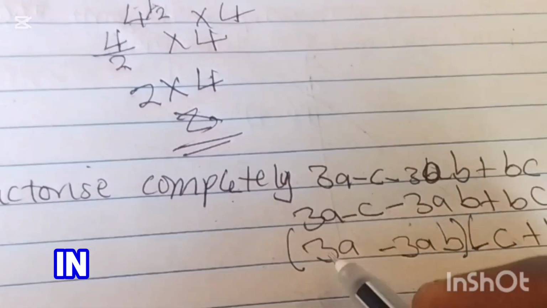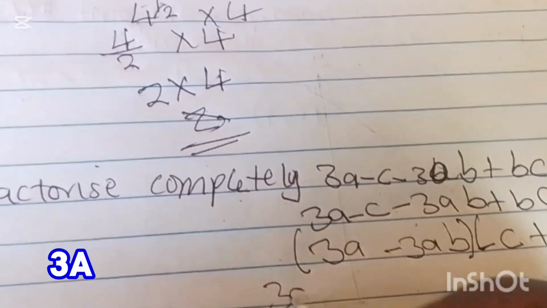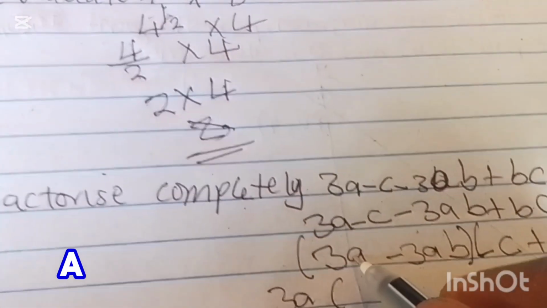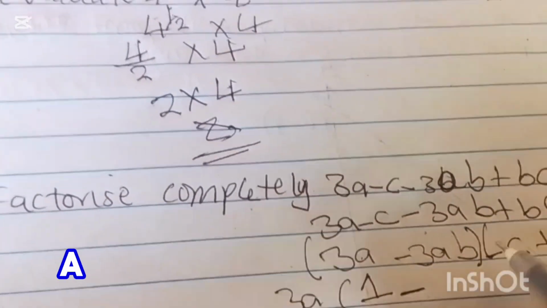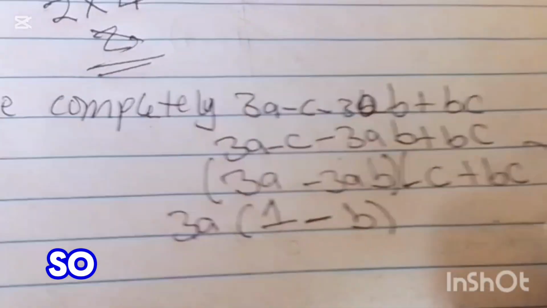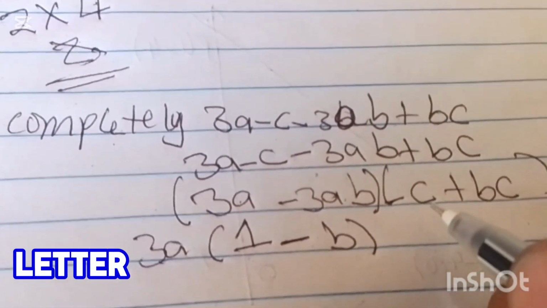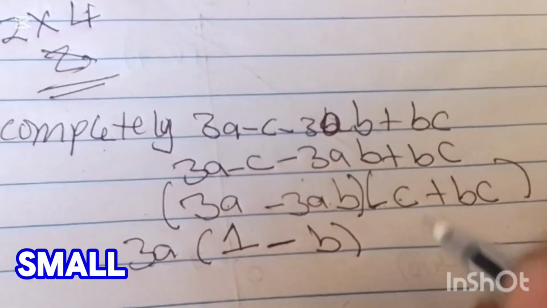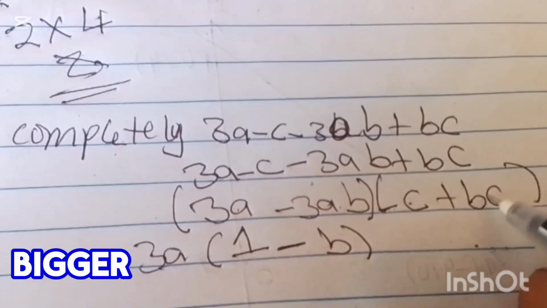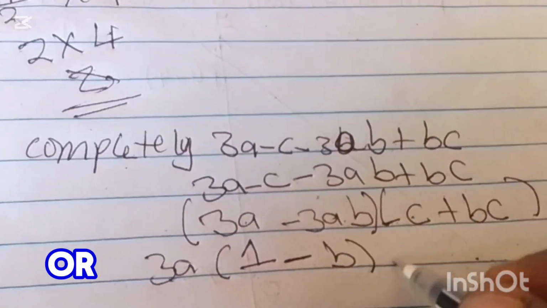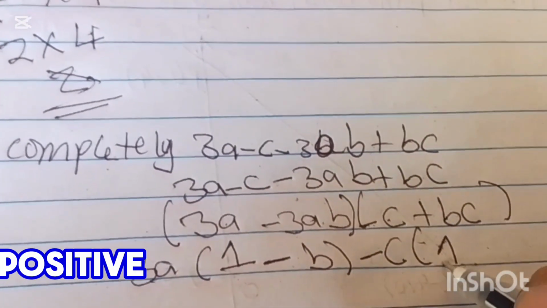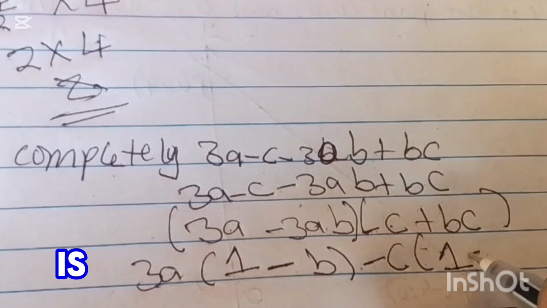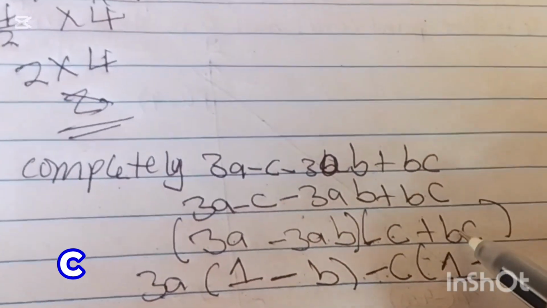Which number or letter in this bracket is common? It is 3a. 3a into 3a gives 1, and 3a into b gives b. In the other bracket, the common factor is negative c, the smaller one; if you put positive c, it is bigger than negative c. So we pick negative c. Negative c into negative c is positive 1, and negative multiplied by positive is negative, so negative c into b gives negative bc.